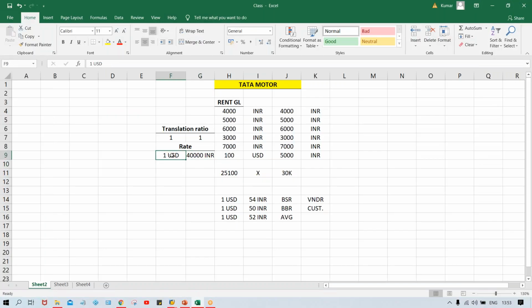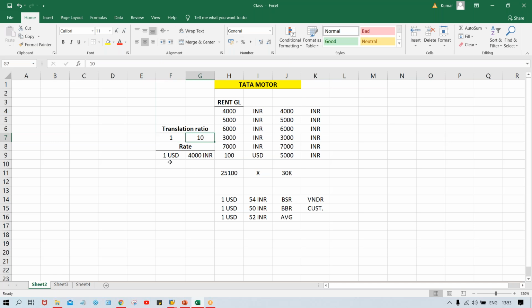Two things are there. 1 USD equals 40,000. You can specify it in this way, or else in translation ratio I'm going to specify 1:10, and then here we are going to specify 4,000 INR. Look at here. Currency translation means we have given a relation. This is the relation, like 1 USD equals 1 USD, a 1:10 ratio is there. This is USD and this is INR.